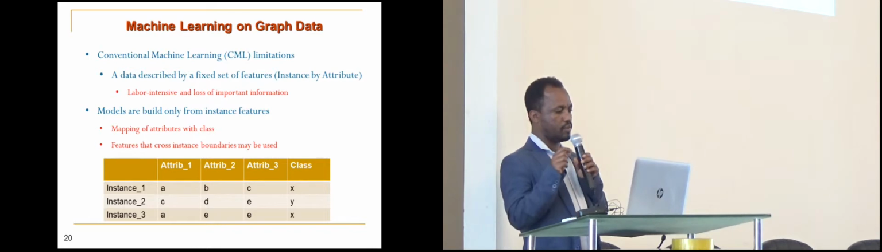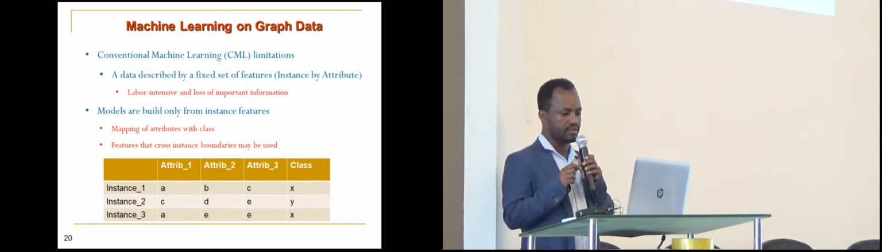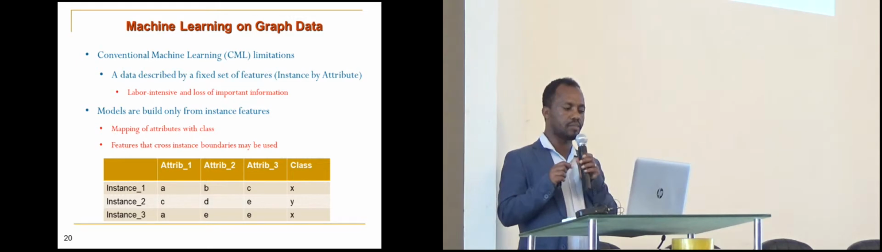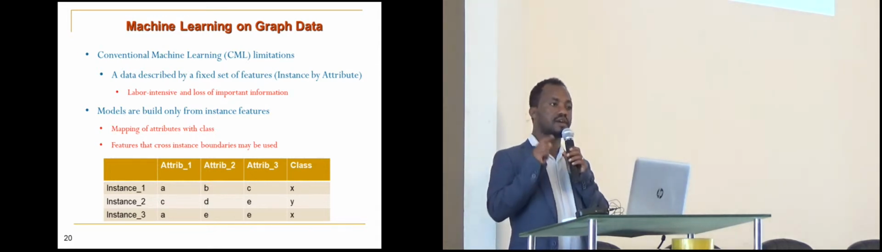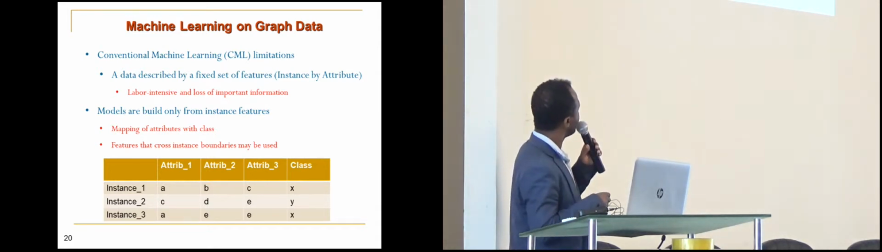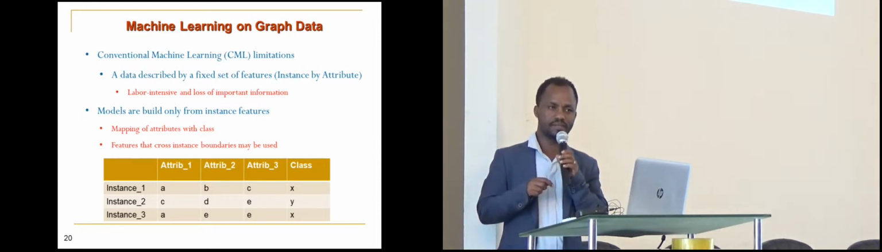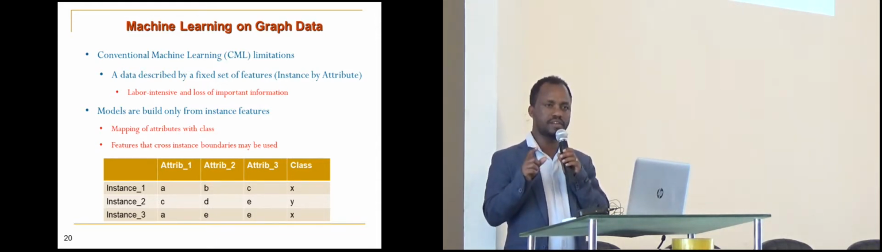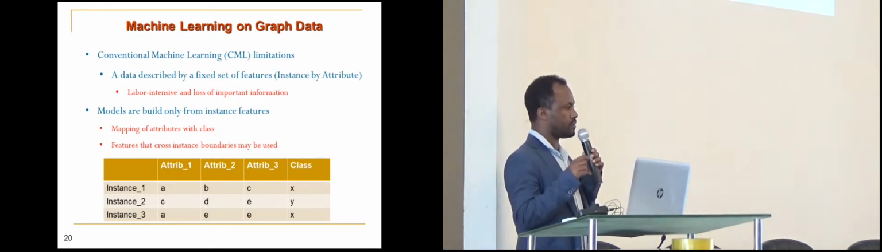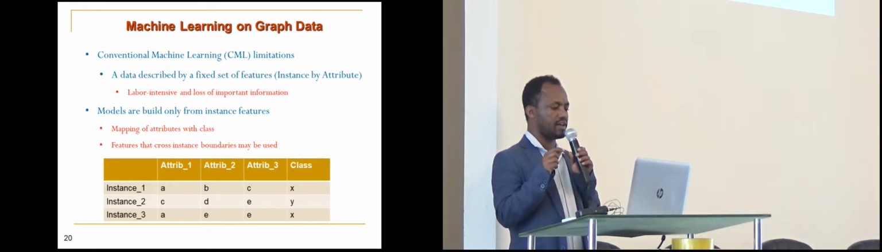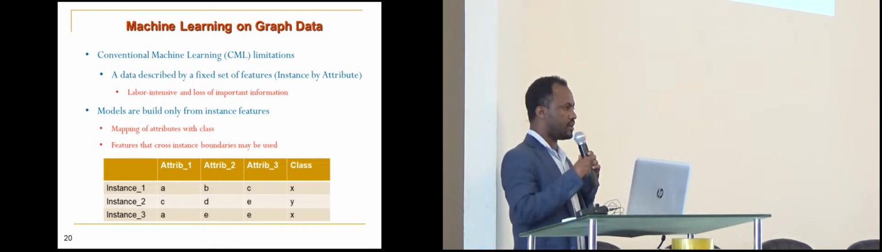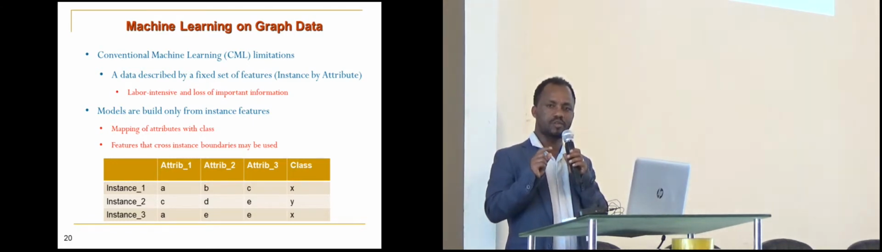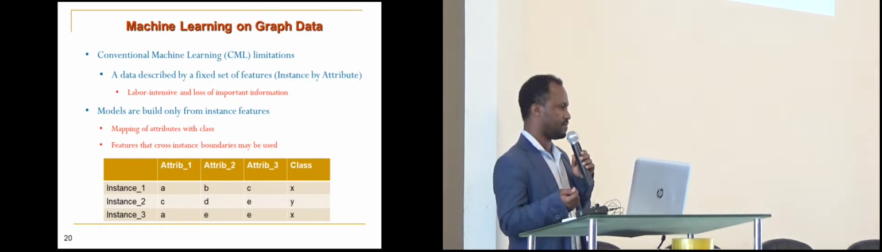The other problem of these conventional machine learning approaches is that models are built only from instance features. For example, if I want to predict the class of instance 1 from this data, the only information that we use is its attribute values. Am I clear? To predict the class of instance 1, we can only see the value of attribute 1, attribute 2, attribute 3. So from these values, we can predict its class.